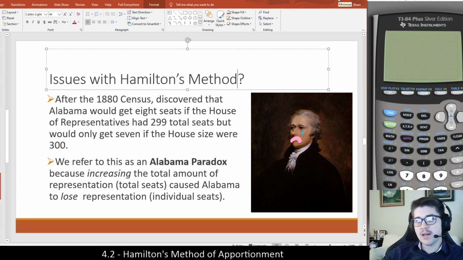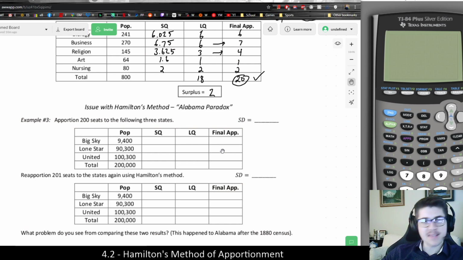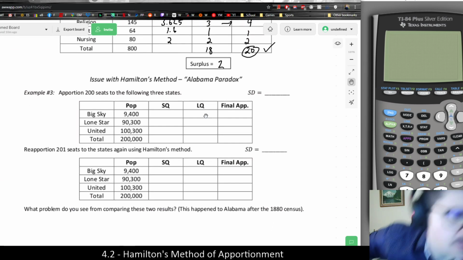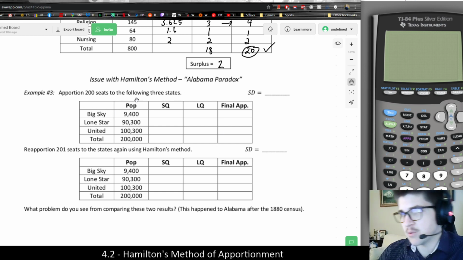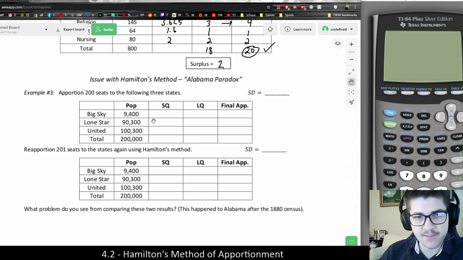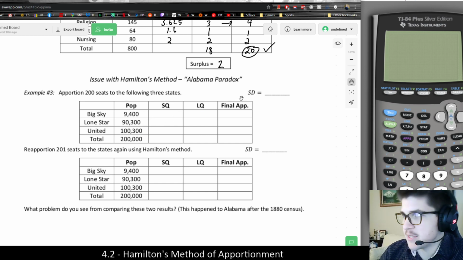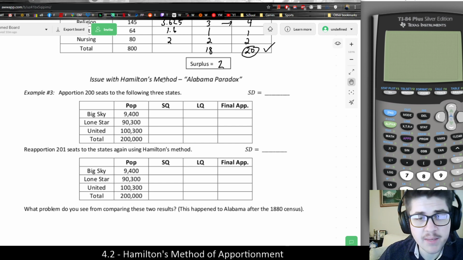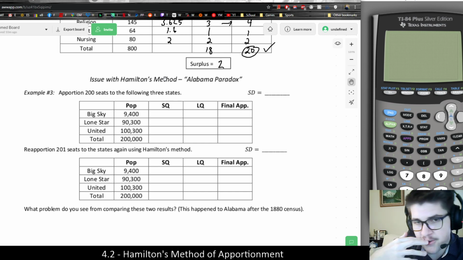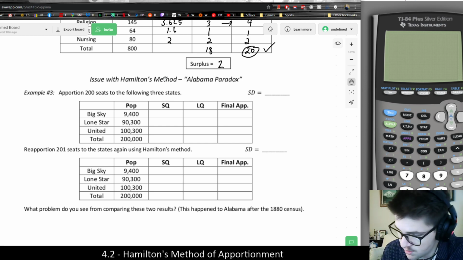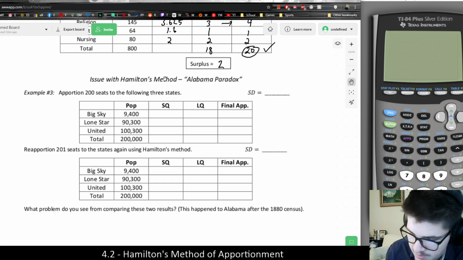We're not going to actually do the actual apportionment in that problem because there are a lot of seats in the states and the numbers are quite messy. But let's look at a simplified example. So let's say we were apportioning 200 seats to the following 3 states: Big Sky, Lone Star, and United, with populations as given. Again, we're going to be using Hamilton's method here because it is a specific method that can have an Alabama paradox. Actually, for all the methods we're going to talk about next, it's impossible for an Alabama paradox to happen.